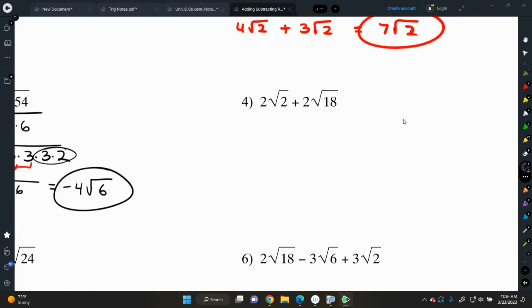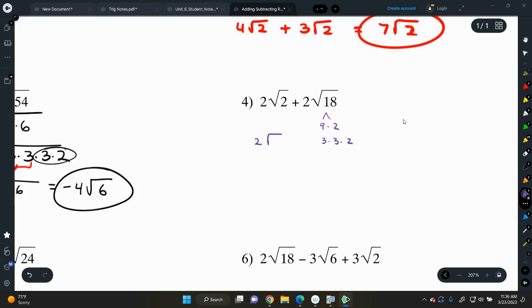Walker, how about number 4? What'd you do? I do mine kind of a weird way, but I do 9 times 2 under the 18. Okay. And then turn the 9 into 3 times 3. And then I just bring down the rest. So I do 2 root 2, and then 2 times 3 root 2. And then I bring it down again, and I do 2 root 2 plus 6 root 2, and that's just 8.